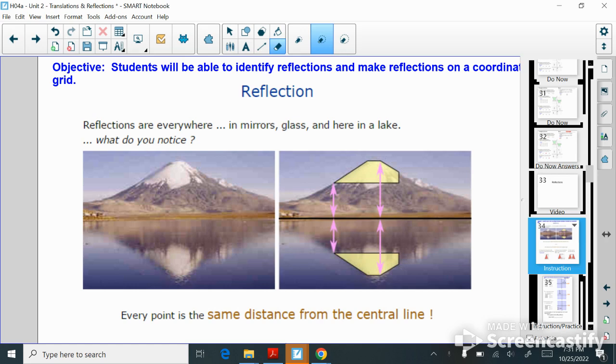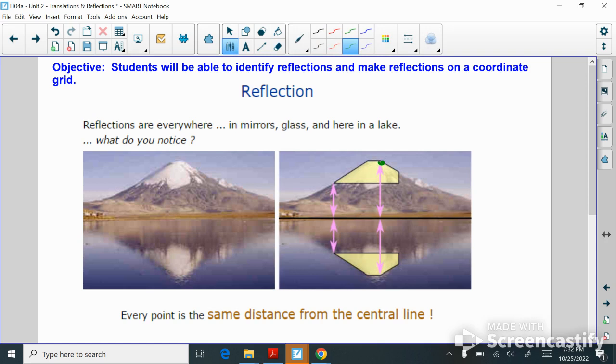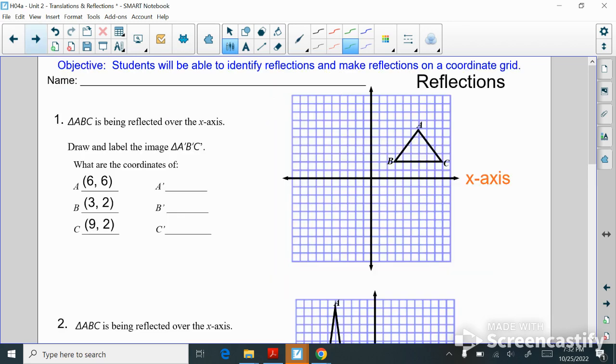The picture on the right shows that black line, that shoreline, is what we can call in math the central line. And what's important when we are looking at reflections is that every point from the central line is the same on the opposite side. So for example, this tip of the mountain here would be the same distance away from the center line as this point is here. And any point that we choose on this image would be the same from that center line. And that's going to become important as we move on into dealing with reflections on graphs.